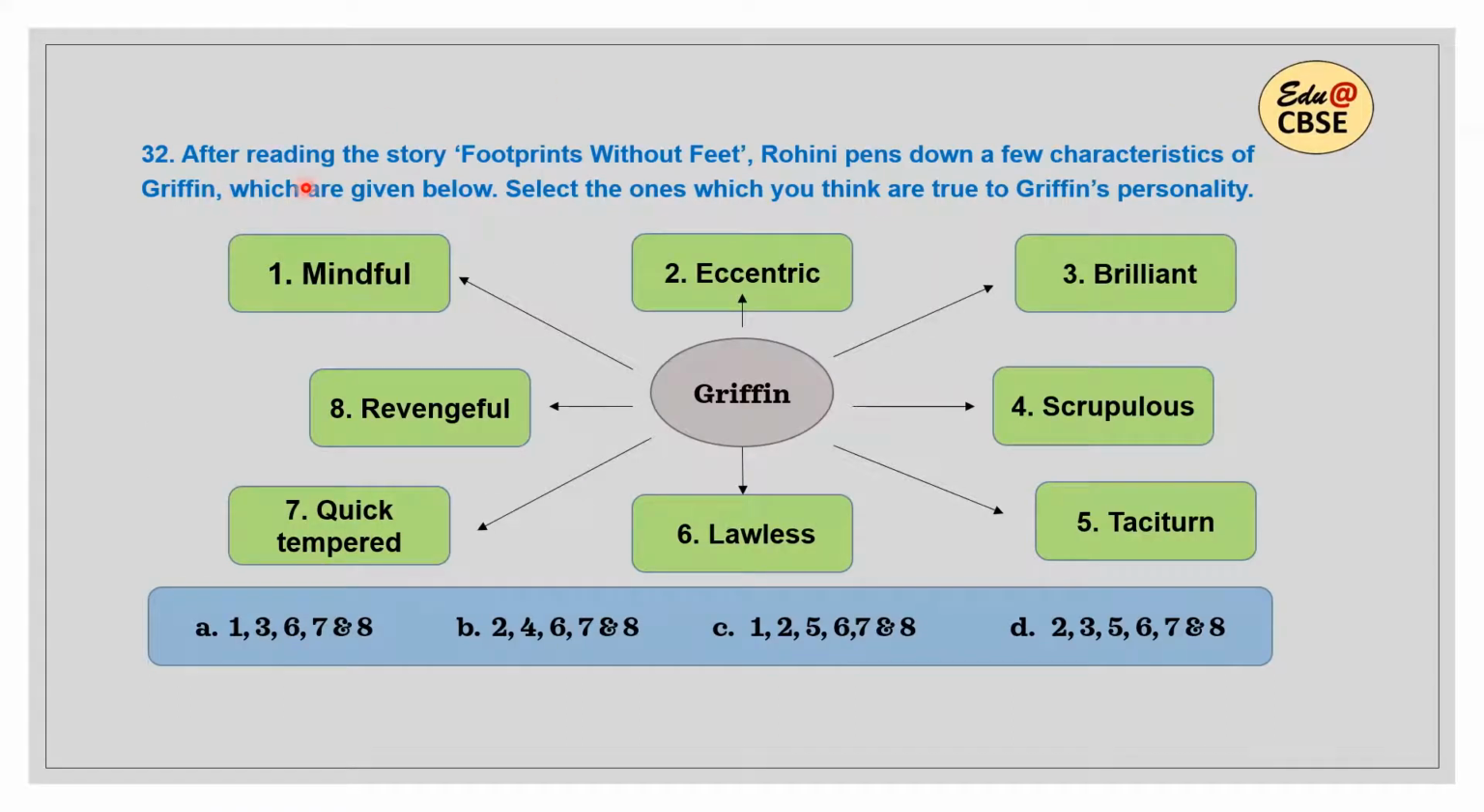Next one. After reading the story Footprints Without Feet, Rohini pens down a few characteristics of Griffin, which are given below. Select the ones which you think are true to Griffin's personality. So there are 8 personality traits given that Rohini had penned down. So you have to pick which one do you think go with Griffin's personality. So take your time and select the answer.